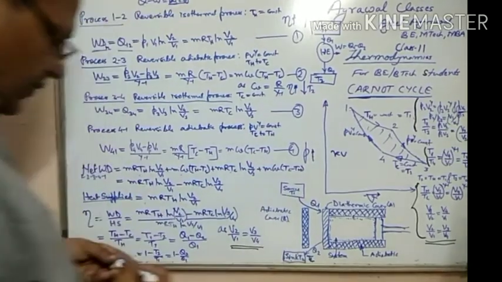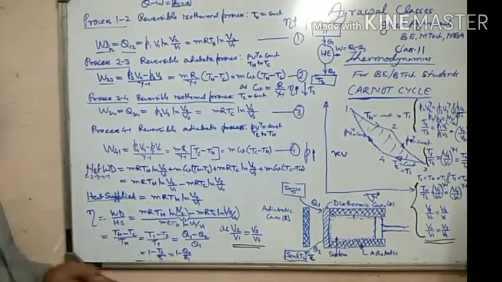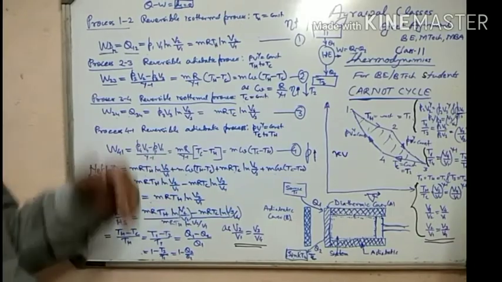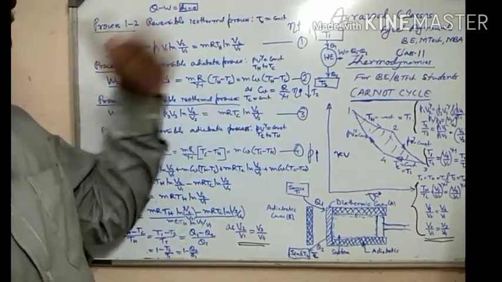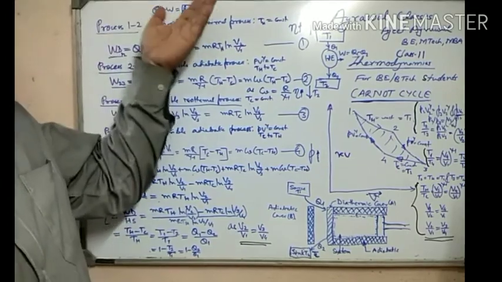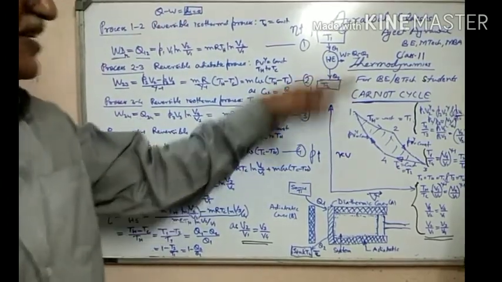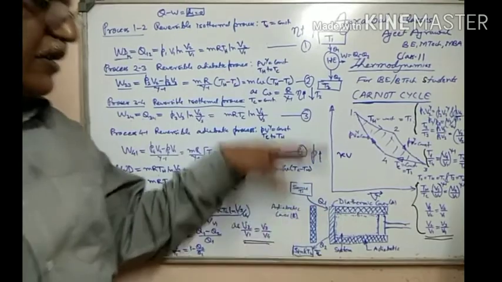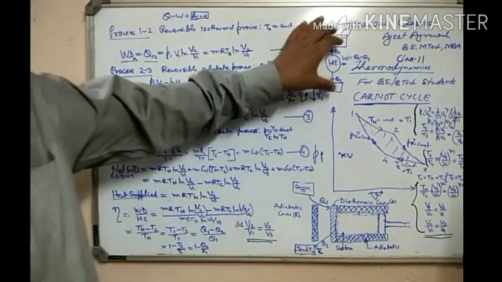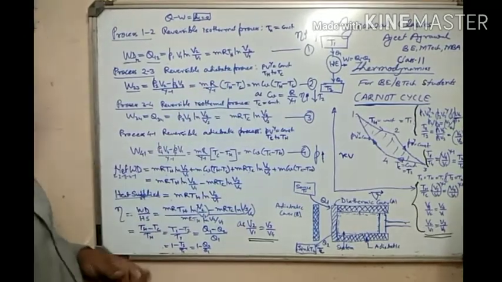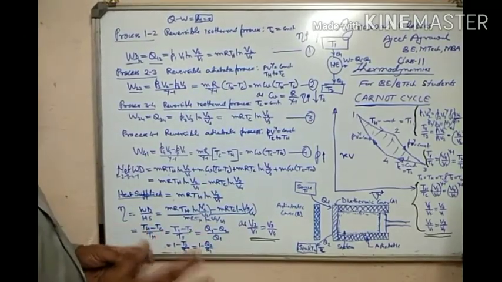So in general, if the inlet temperature or the heat supply temperature is higher and higher, you can expect more and more efficiency. If the rejection temperature is lower, then again you can expect more and more efficiency because you are working in a wider range. So that is the Carnot cycle.